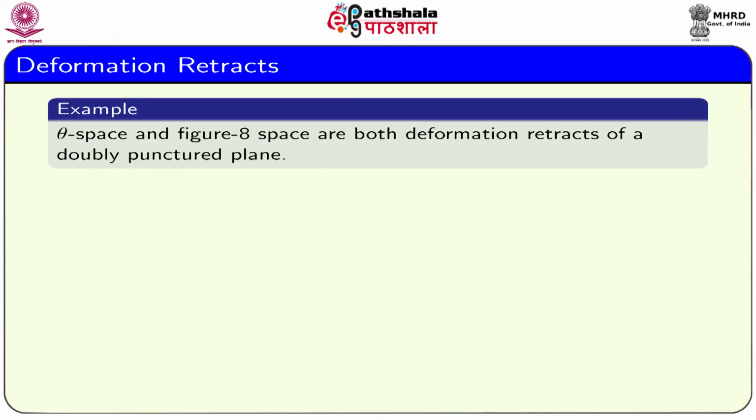Now, we give an example where we show that a space may have two different deformation retracts, but those deformation retracts, if we call them A and B, then A is not a deformation retract of B, nor B a deformation retract of A. Now, we give an example. We take the theta space and figure 8 space. We show that these two are deformation retracts of the doubly punctured plane.